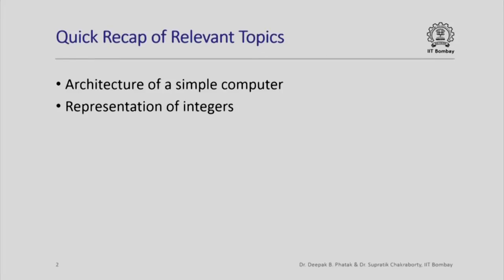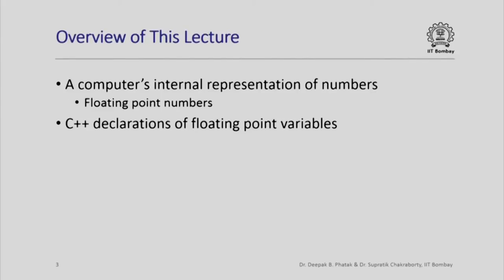Hello and welcome. In this lecture, we are going to see how floating point numbers are represented inside a computer. Here is a quick recap of the relevant topics. We have already seen the architecture of a simple computer, and in a previous lecture, we also looked at how integers, both signed and unsigned, are represented in a computer. In this lecture, we are going to see how a computer internally represents floating point numbers and how in a C++ program you can declare floating point variables.